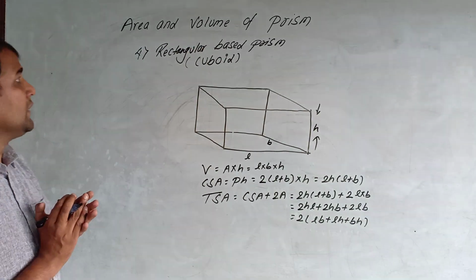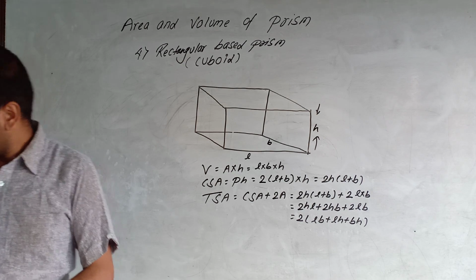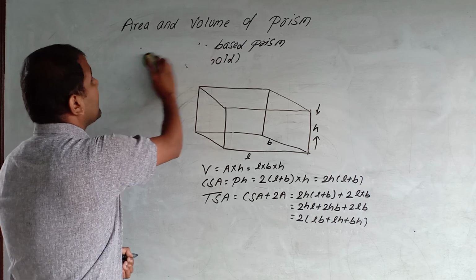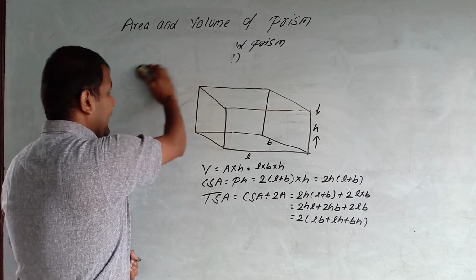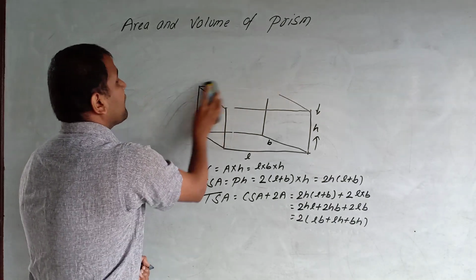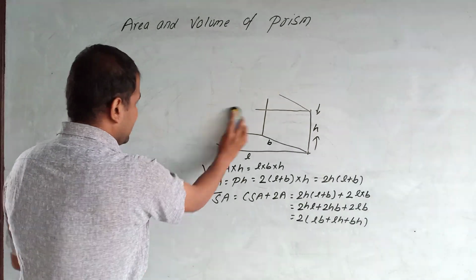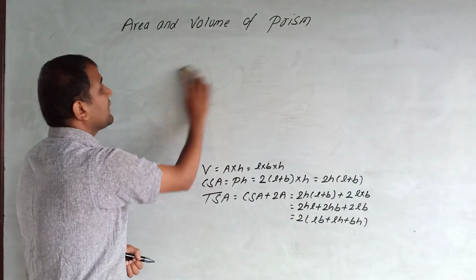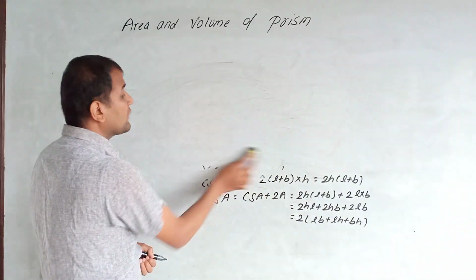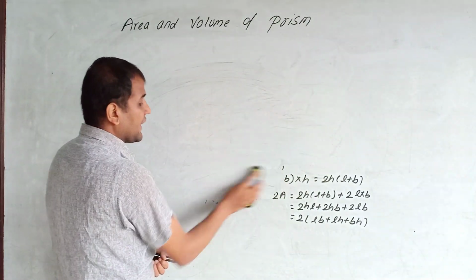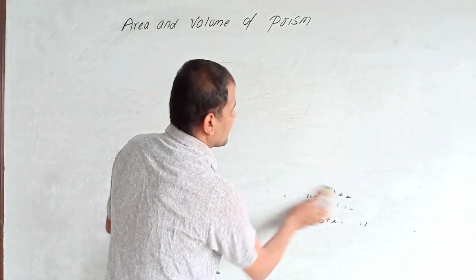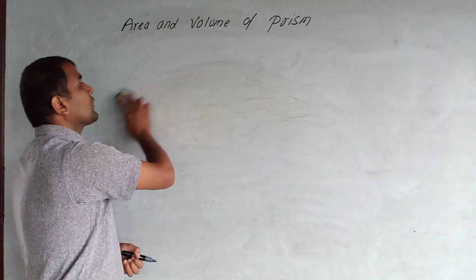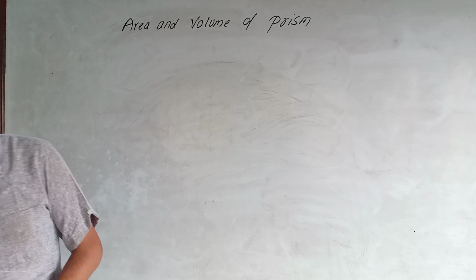So remember that in each case we know that volume of prism is equal to A into H. Curved surface area of prism is P into H, and total surface area of prism is curved surface area plus 2 times of base area, because here 2 equal and congruent bases are given, so we write CSA plus 2A, that is equal to the total surface area of prism.